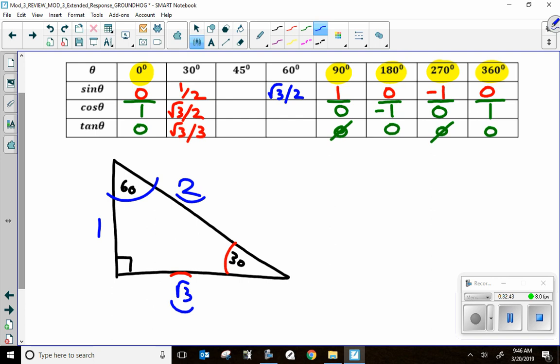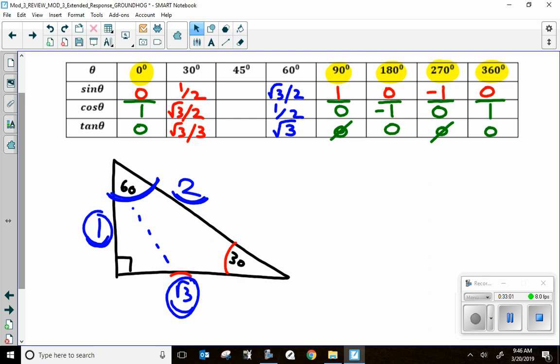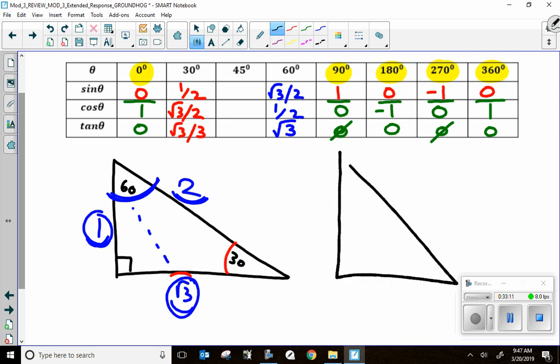The cosine is adjacent over hypotenuse. It's 1 over 2. And tangent is opposite over adjacent. So it's radical 3 over 1, which we will just call radical 3. Again, you can get the sine, cosine, and tangent of your 30, 60 angles by knowing your 30, 60, 90 triangle. What about 45, 45, 90?